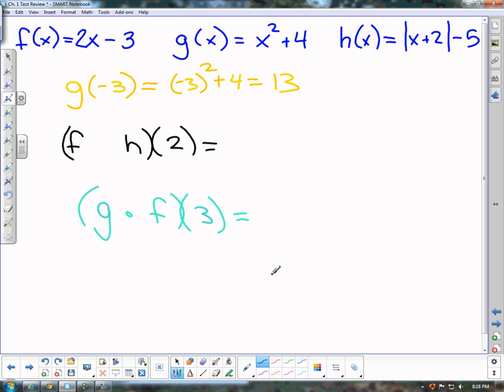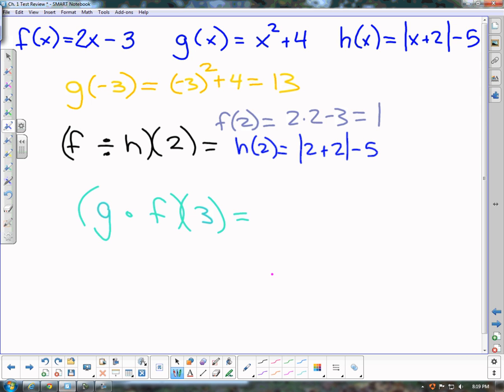Another example here, and we're going to change this operation because I think we did that operation before. Let's turn this into divided by. So f of 2 is going to be 2 times 2 minus 3, which is 1. And h of 2 is going to be 2 plus 2 minus 5, which is a negative 1. And then 1 divided by a negative 1 is a negative 1.